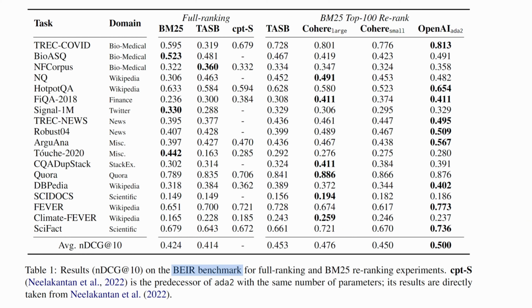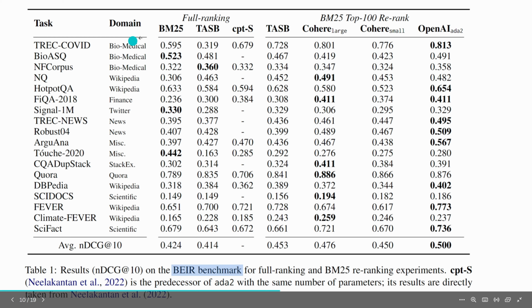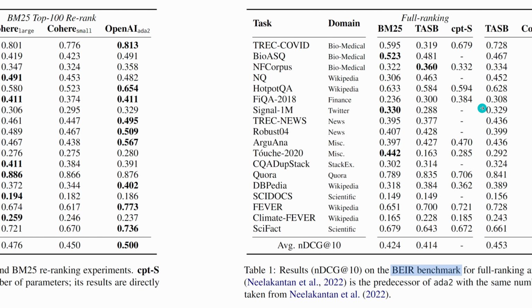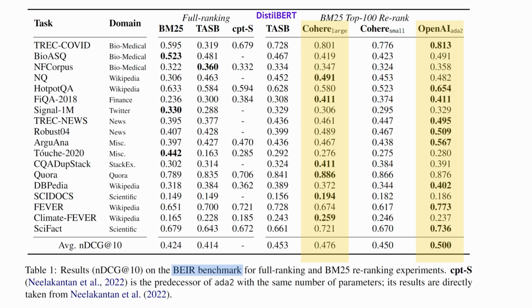Now here's the result that you have been waiting for. We have the benchmark data. Now the domains: I have the beautiful biomedical domain, Wikipedia for example, the financial domain, data from Twitter. What about news? Here completely different. Stack Exchange, Quora, Wikipedia, scientific, another scientific topic. And you see here those are the tasks they have been benchmarked on. Those are the different domains. And let's have a look at who is winning the game.